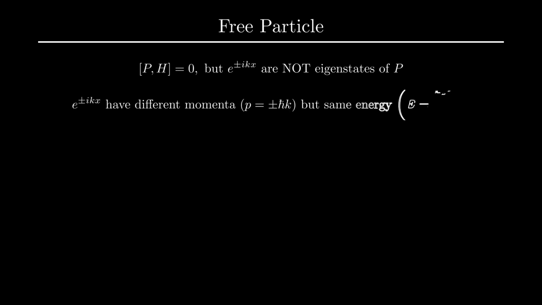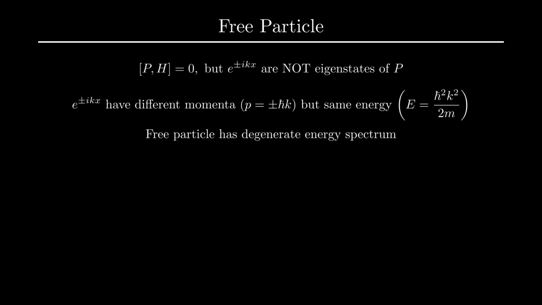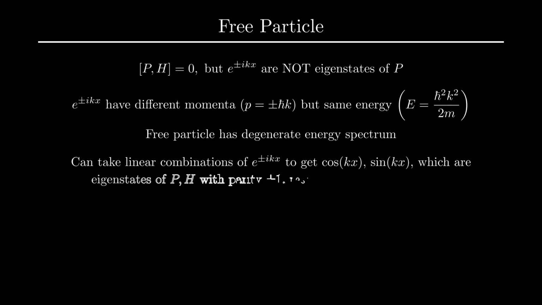However, remember that these eigenstates are degenerate, as both e to the ikx and e to the minus ikx are eigenstates with energy h bar squared k squared over 2m. Consequently, we can take linear combinations of these eigenstates to obtain other eigenstates with the same energy. In particular, if we add and subtract these states and then divide them by 2, introducing a factor of i in the sine case, we get cosine of kx and sine of kx, which both pertain to the same energy level but are also parity eigenstates, as cosine of kx is even and sine of kx is odd.